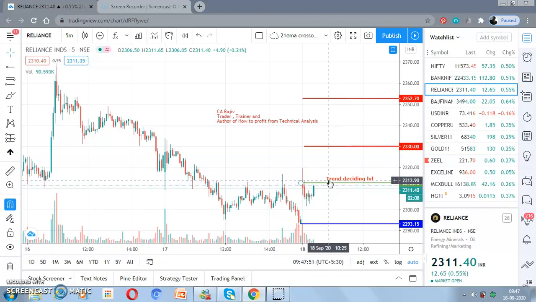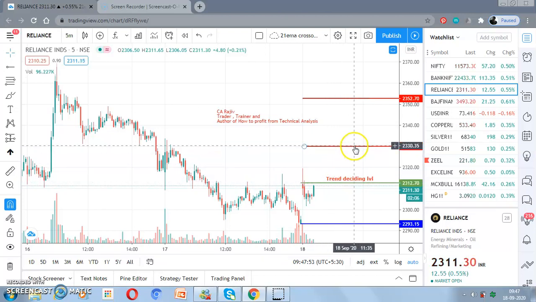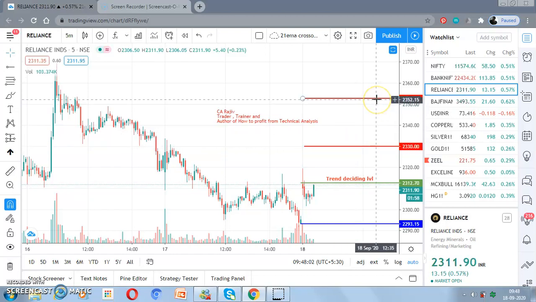But once this is broken on the upside, you will target 2330 initially, and if the market still remains highly positive, in that case 2355 would be your second target.